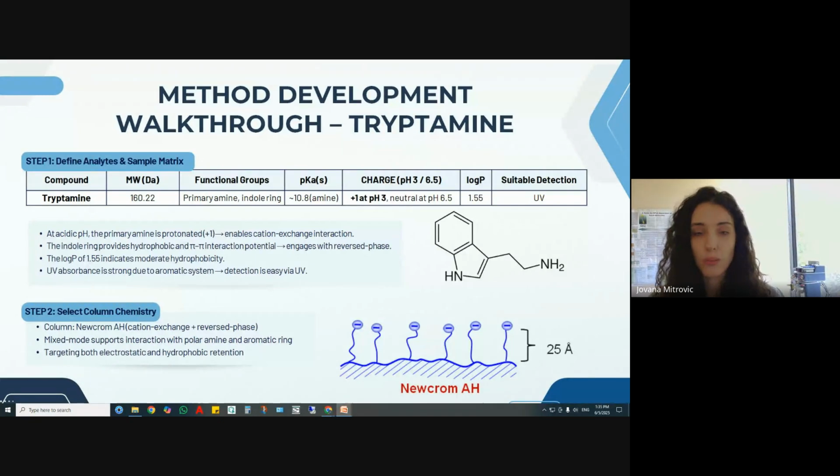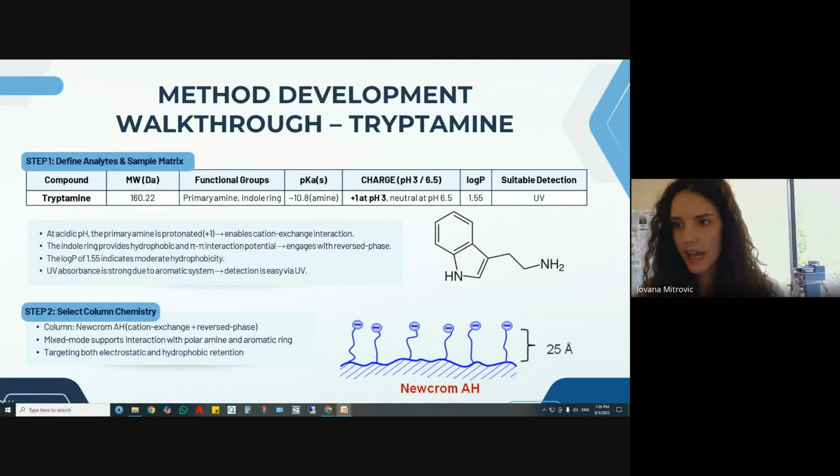Tryptamine is a small molecule with a molecular weight around 160 Daltons. It has a primary amine, which means it's positively charged at acidic pH, perfect for cation exchange retention. It also has an indole ring, which means it can interact through hydrophobic interaction and even pi-pi interaction, depending on the stationary phase. And as we can see here, log P is around 1.55, which means it's moderately hydrophobic.